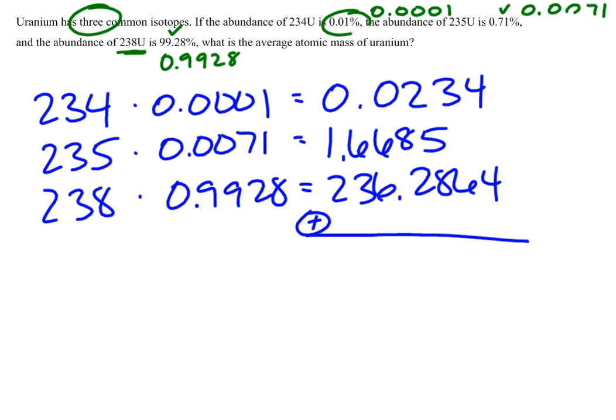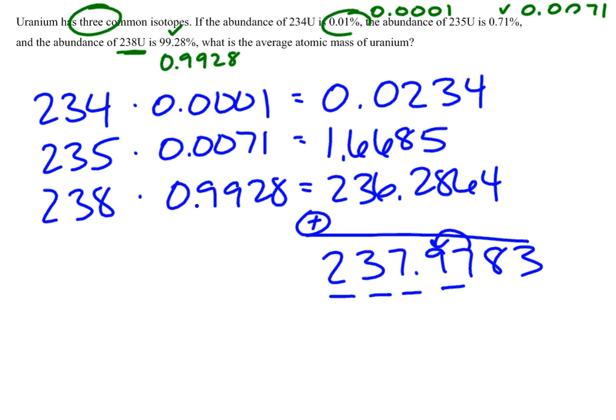Okay, so I'm going to go 236.2864 plus 1.6685 plus 0.0234. My final answer ends up being 237.978 and like I said, we're going to 4 sig figs. So 1, 2, 3, 4. That 9 would of course be rounded up from that. That 7 would get rounded up by that 9, which would make it be a 0. Changes that 7 to an 8.